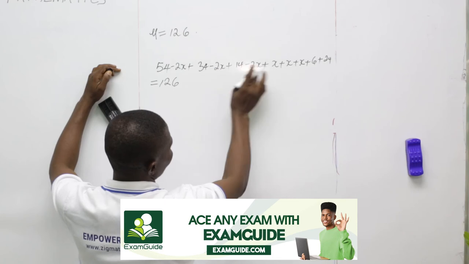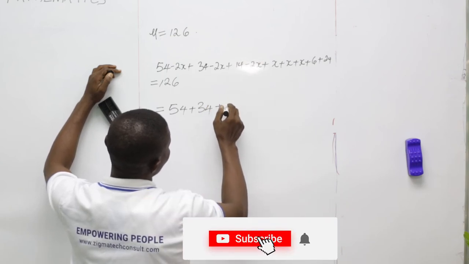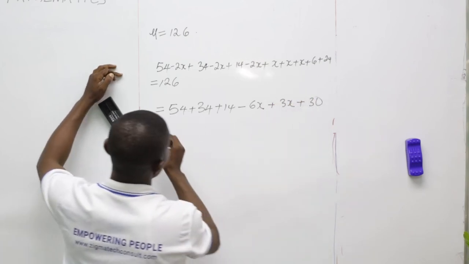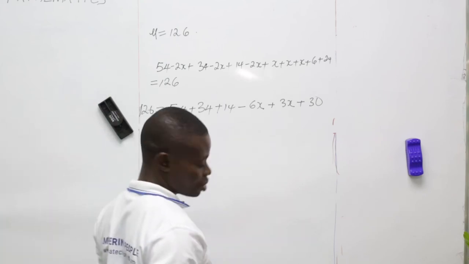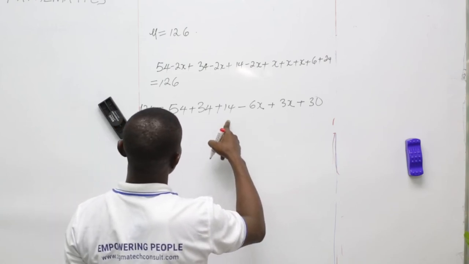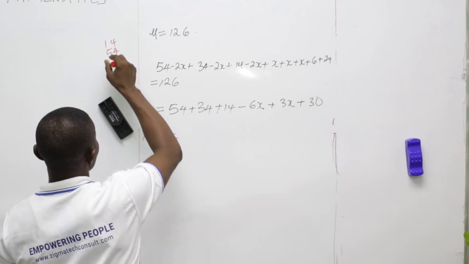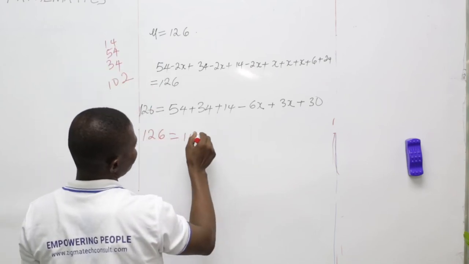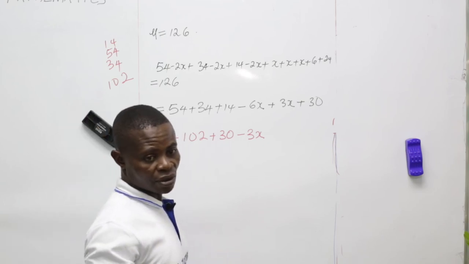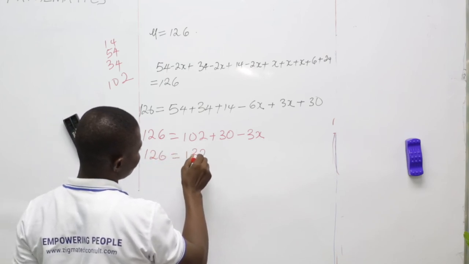We want to get the real value of x now. So, minus 2x, minus 2x, minus 2x is minus 6x, and plus 3x. This is 54 plus 34 plus 14 minus 6x plus 3x plus 30. 126 equals this. Let us continue. 126 equals 54, 34, 14, this is 102, plus 30 minus 3x. So 126 equals 132 minus 3x.